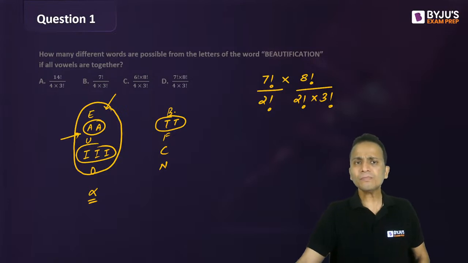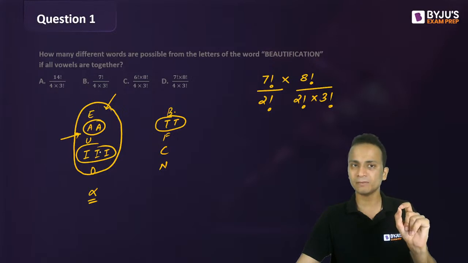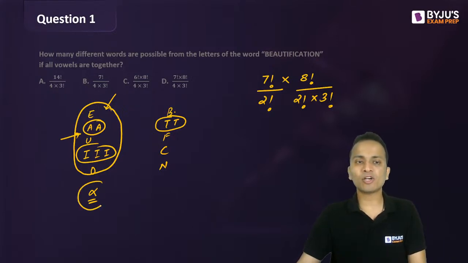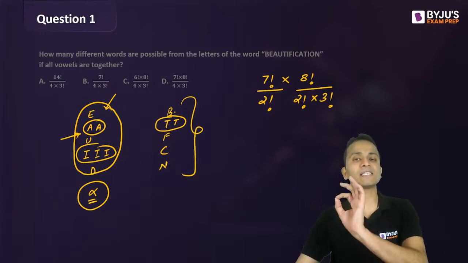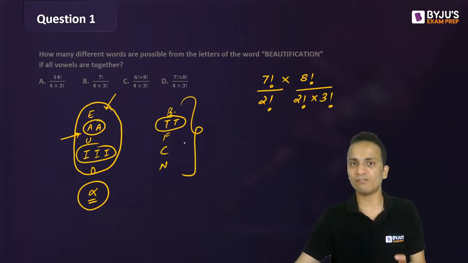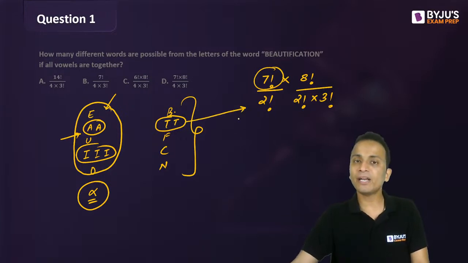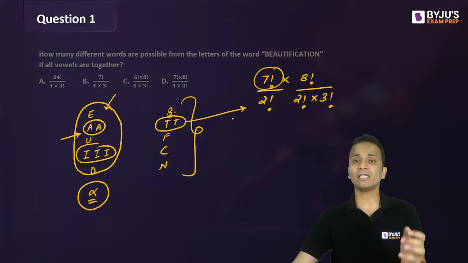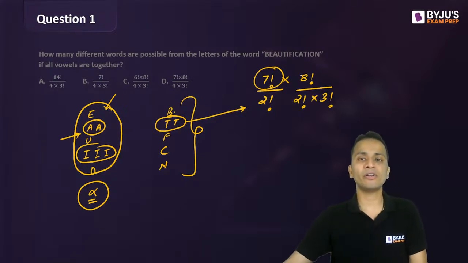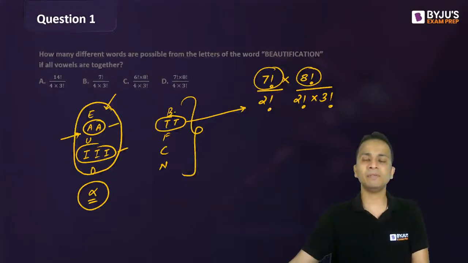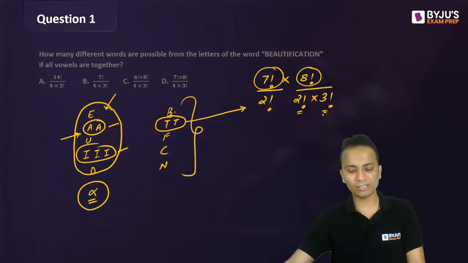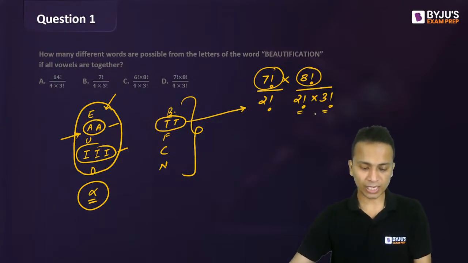I'll repeat. So first of all, I'll consider all these vowels as a single packet. Okay, so one packet of vowel and 6 consonants. So 1 and 6, 7. So effectively we have 7 alphabets which can be arranged in 7 factorial ways. All right. Now since T is repeated, corresponding to this, I'll divide it by 2 factorial. Now, after that, 8 vowels among themselves can rearrange in 8 factorial ways, and the repeated ones correspond to 2 factorial and 3 factorial. So now you can mark the correct answer.